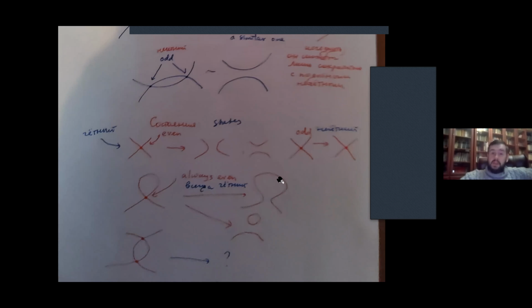So you see here we have some amount of components, and here we have more than one component, because here we have a separate component. So for the first Reidemeister move, we have these two different states, at least. Well, for the second Reidemeister move, I don't know, because these both crossings can be either both even or both odd.